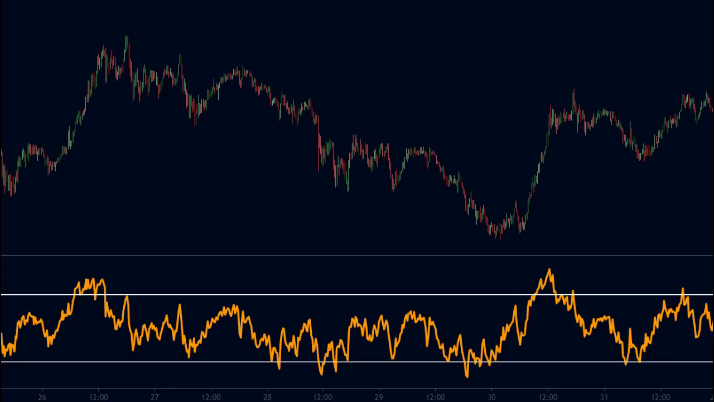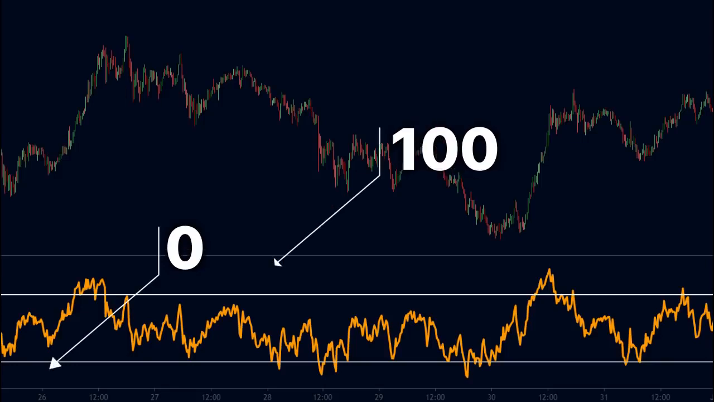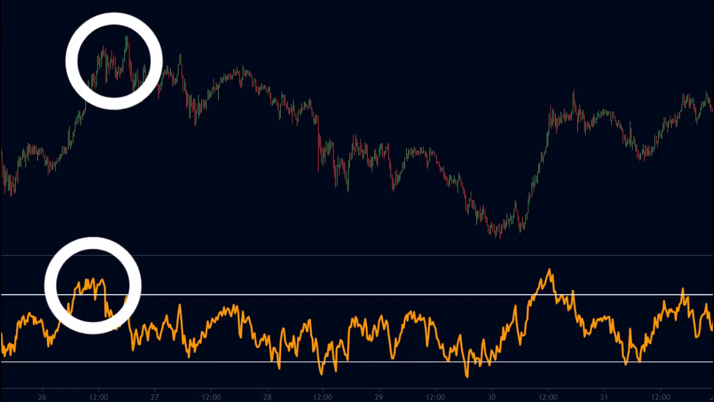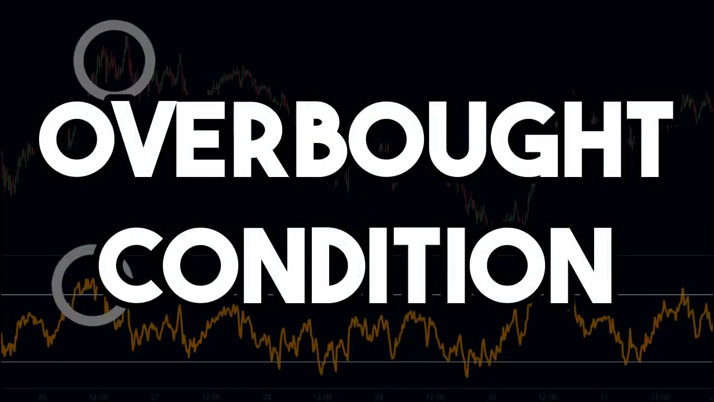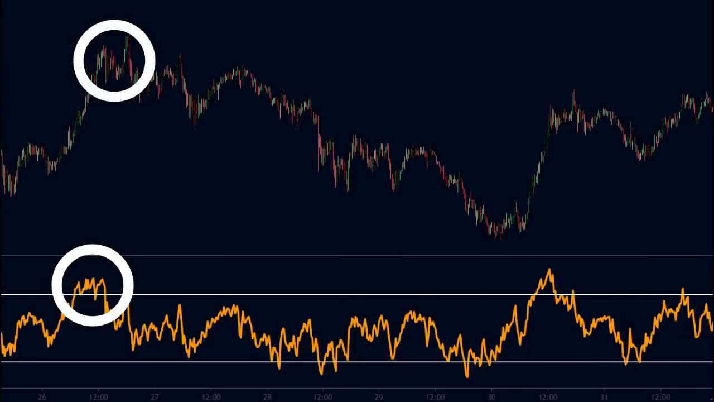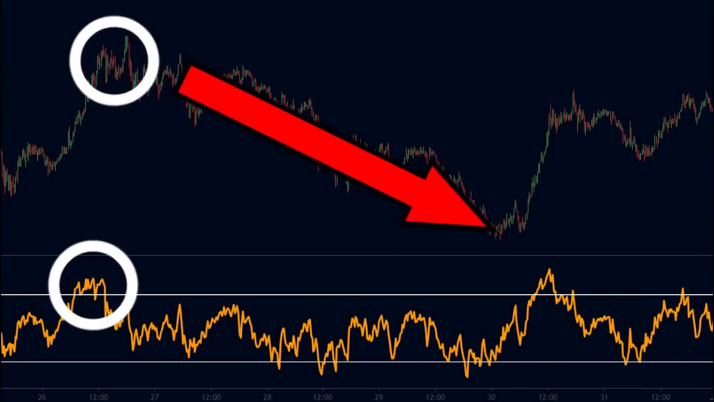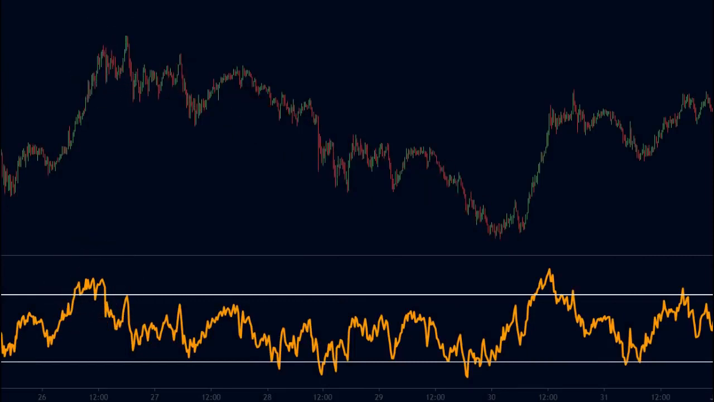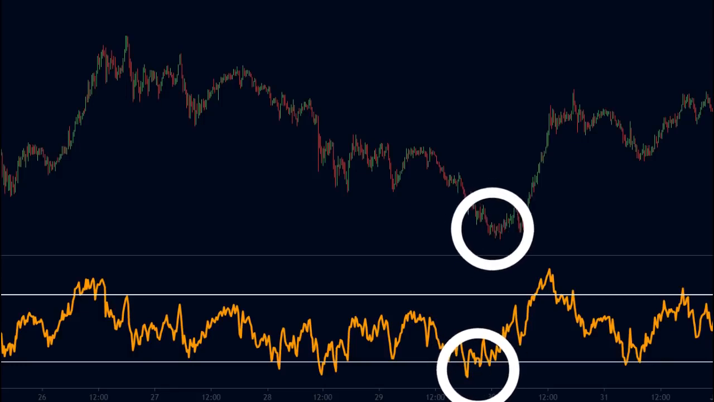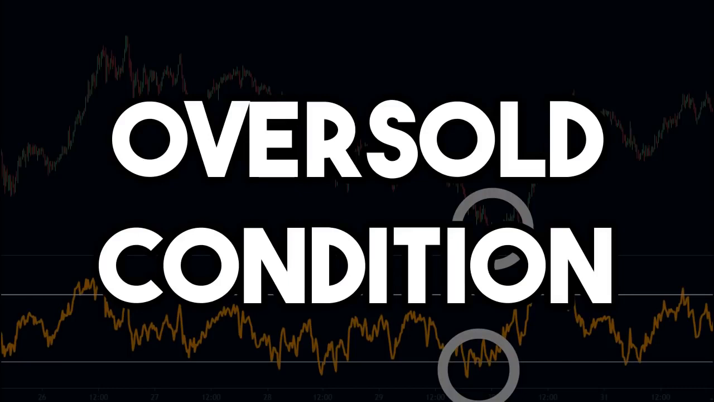The RSI is an oscillator. Hence, the value of the indicator is always between 0 and 100. Generally, when the RSI is above 70, it is considered to be in an overbought condition. This means that the price has become expensive, and we can expect a down move. On the other hand, when the RSI is below 30, it is considered to be in an oversold condition.